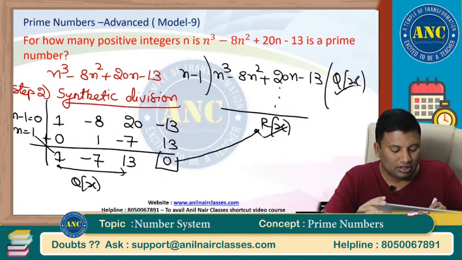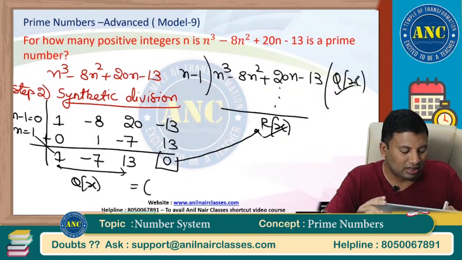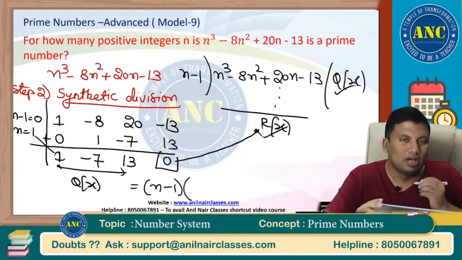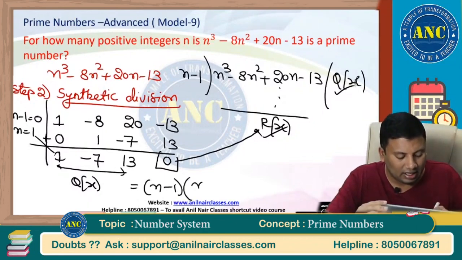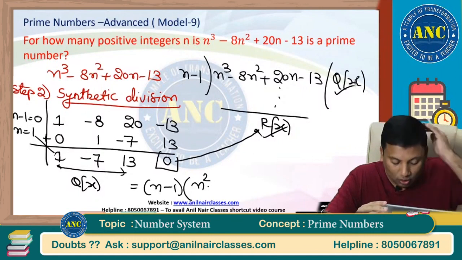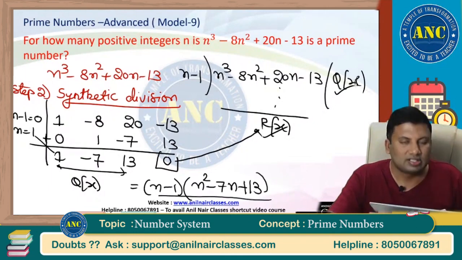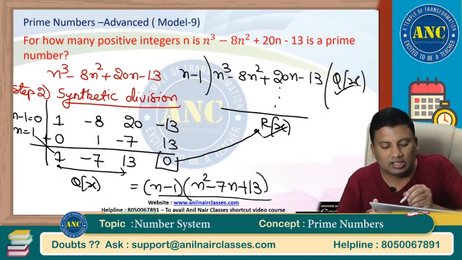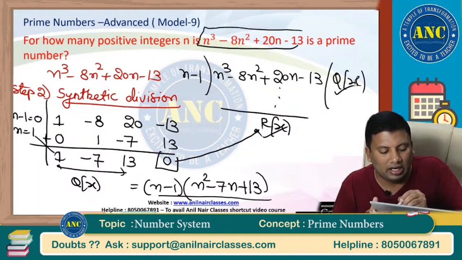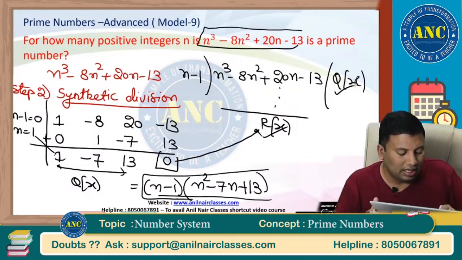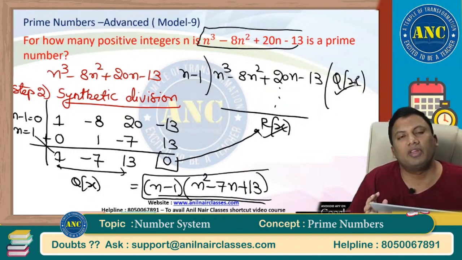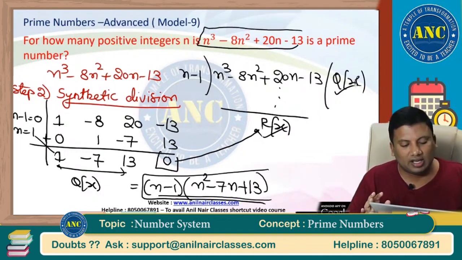That means this entire expression is nothing but n minus 1 times a quadratic. Cubic divided by linear leaves a quadratic: n square minus 7n plus 13. I hope it is clear how the cubic is converted into linear into quadratic. Sum of the coefficients in P of x is equivalent to 0.